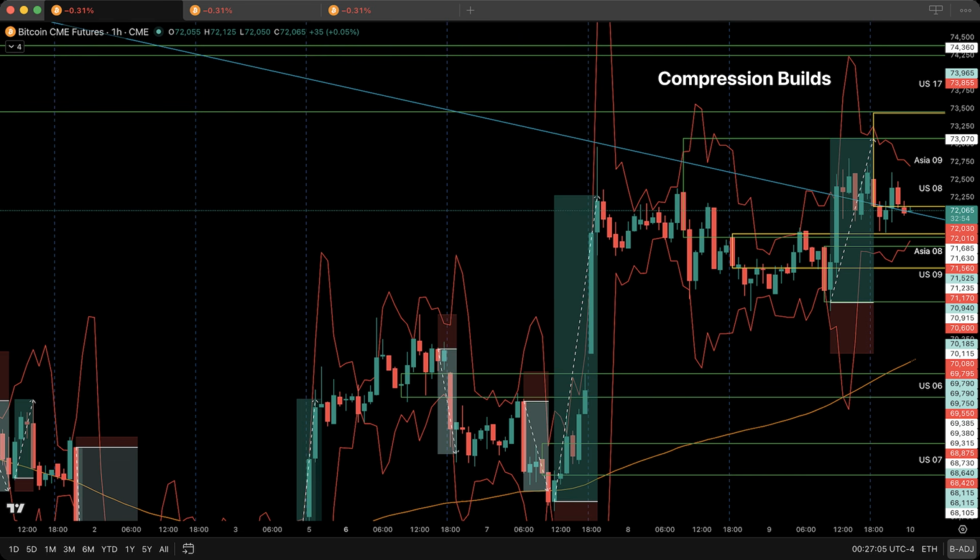Price moves below the boundary, but cannot stay there. Reaction appears quickly. The move fails to hold outside structure. Price returns back into the prior session box. This is rejection. Rejection means price cannot remain outside a level long enough to establish a new position.